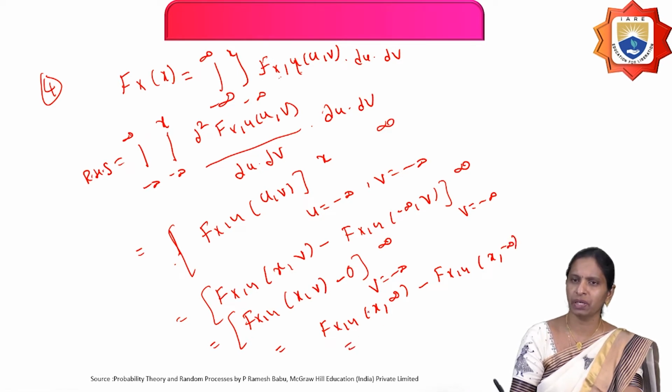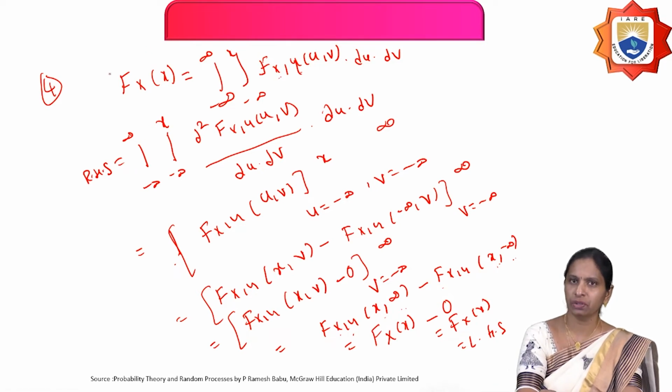What is fxy of x comma infinity? In the joint distribution function, if you keep any one of the variables at infinity, then you get the marginal distribution function. Therefore, if you keep y as infinity, you get the marginal distribution function of the random variable x. And if you keep any one of the variables at minus infinity, that value equals 0. Therefore, that equals fx of x, which is nothing but your LHS. So the marginal distribution function of the random variable x can be obtained by integrating the density function over the limits minus infinity to x and minus infinity to infinity.